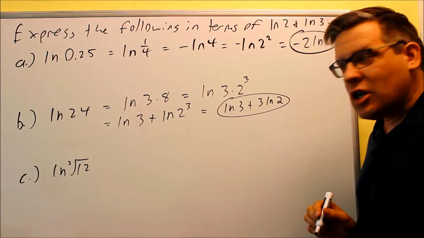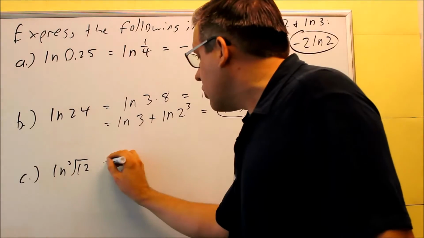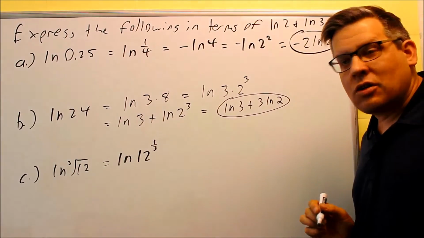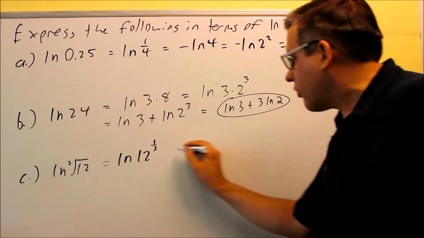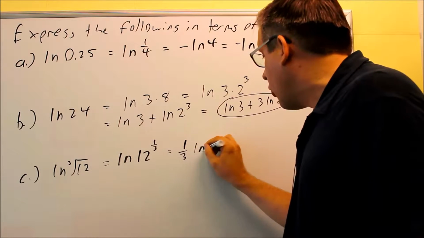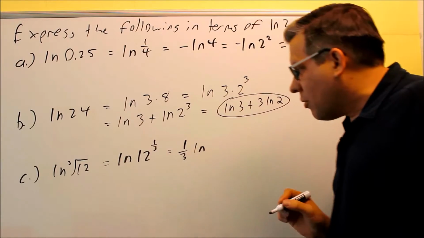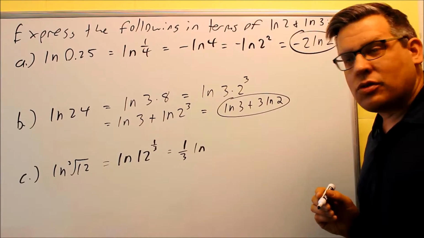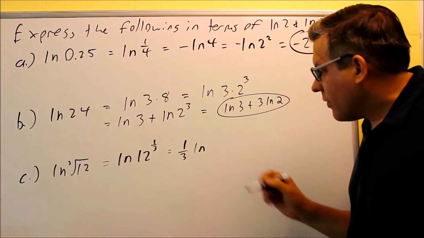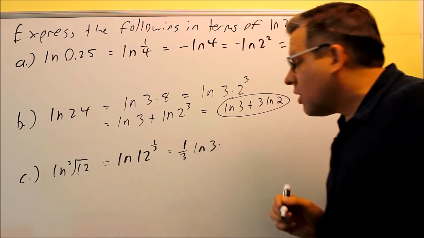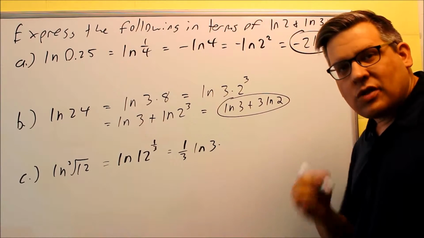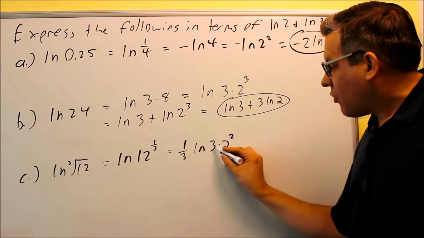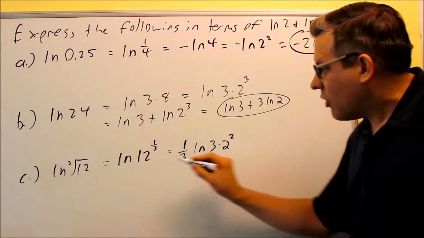Let's do part C. For part C, we have a cube root, so the first thing I want to do is change it into a fractional power. So I'll change it into 12 to the 1/3, and of course the 1/3 by property number 4 can be brought down in front. But the 12, what I need to do is do the same thing I did for the 24. I want to break that up into powers of 2 and 3. 12 can be written as 3 times 4, but instead of writing it as 4, I'm going to write it as 2 squared. So I have 3 times 2 squared. That's going to give us 12.